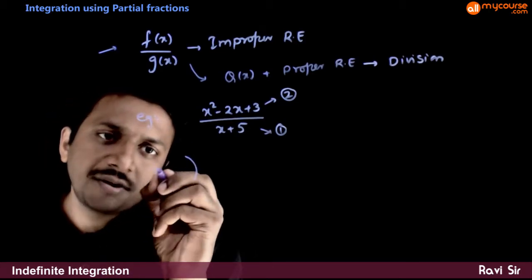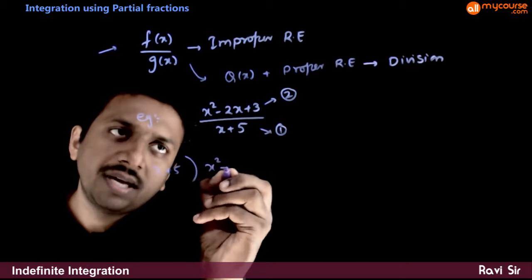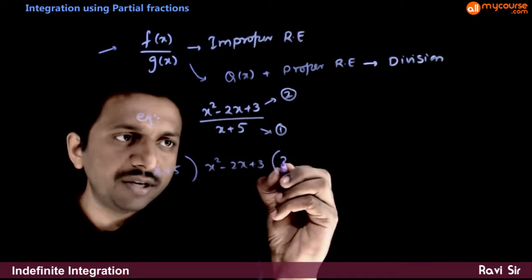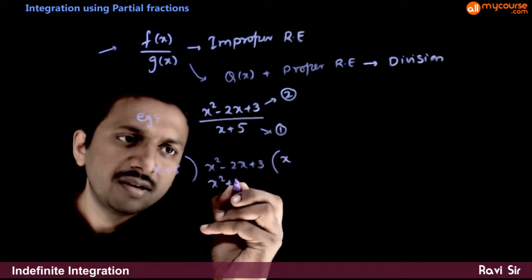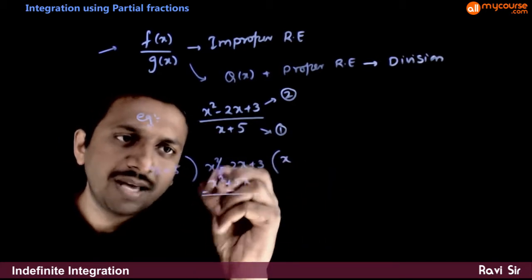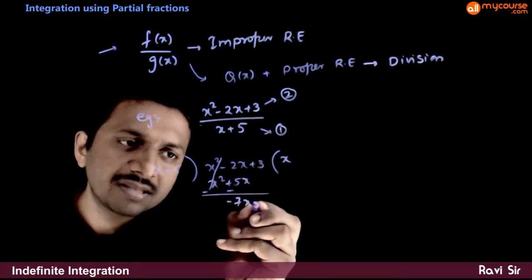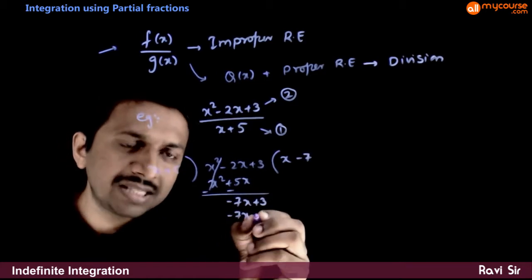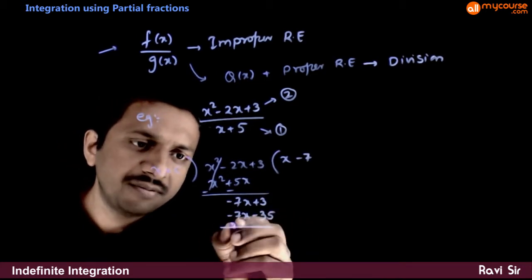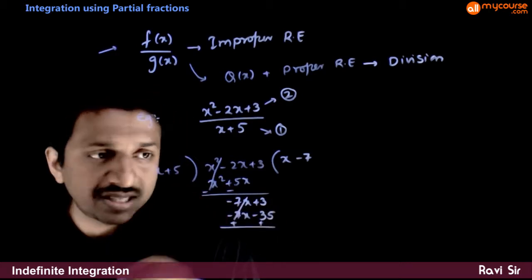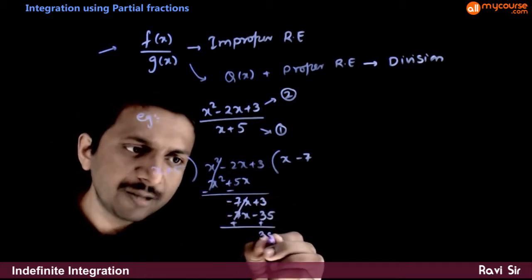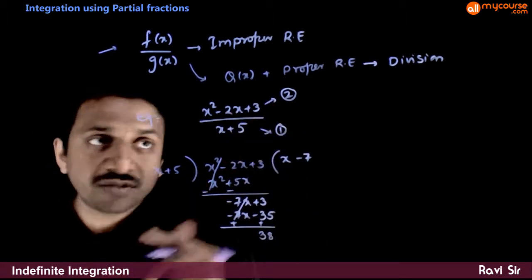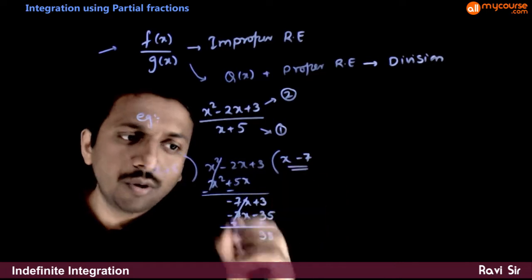So let us try to divide x square minus 2x plus 3 by x plus 5. So x plus 5 into x square, plus 5x, minus minus, so minus 7x plus 3. So minus 7x minus 35, plus plus, minus 7x gets cancelled. 3 plus 35 is 38. So once you divide this with x plus 5, you get x minus 7 as the quotient and 38 as the remainder.